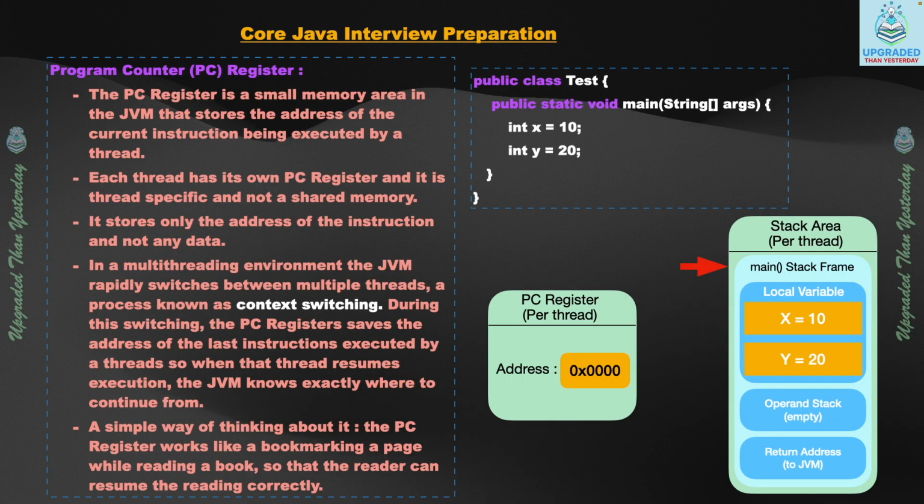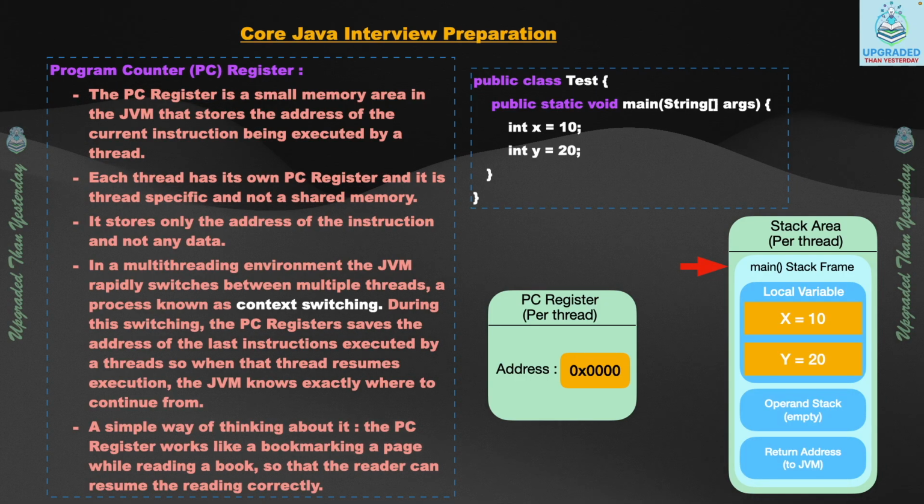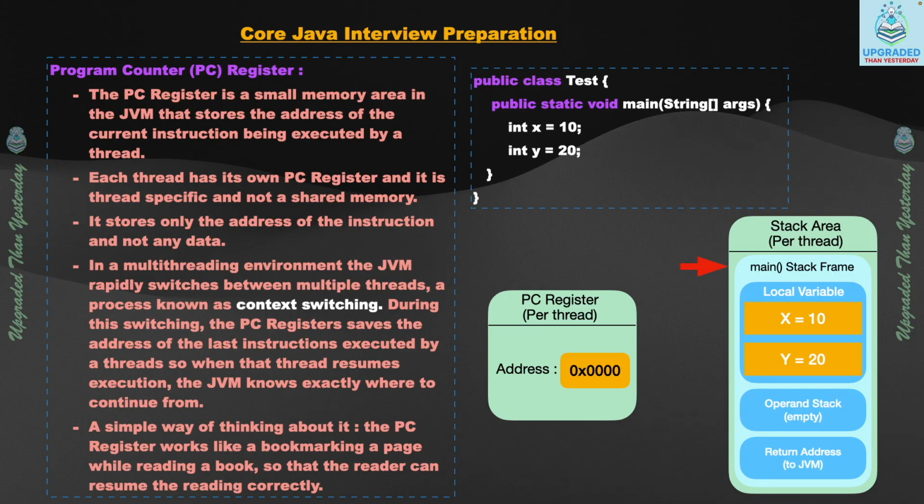In a multithreading environment, the JVM rapidly switches between multiple threads, a process known as context switching. During this switching, the PC register saves the address of the last instruction executed by a thread. So, when that thread resumes execution, the JVM knows exactly where to continue from. A simple way of thinking about it is that the PC register works like bookmarking a page while reading a book so that the reader can resume reading correctly.